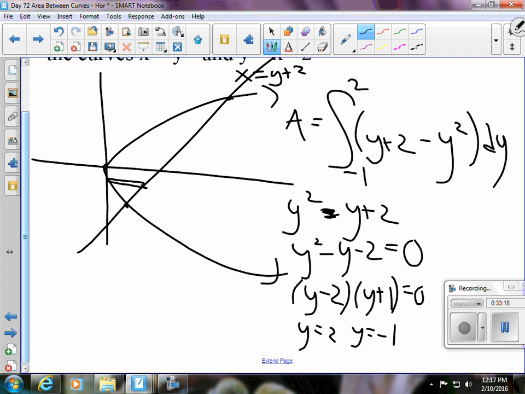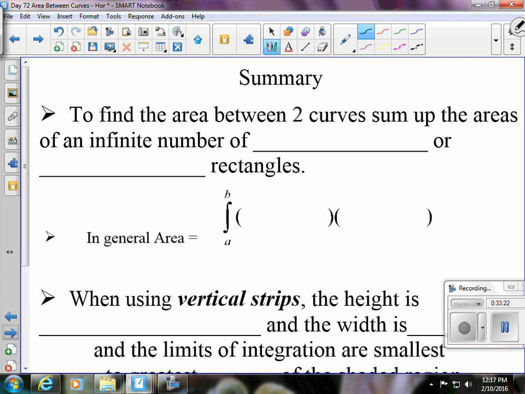All right, now I want to fill in the summary. To find the area between two curves, sum up the areas of an infinite number of blank or blank rectangles. What are the only two types we can use? Vertical or horizontal. Every single time, whether we're using horizontal or vertical strips, we always are summing up the product of height times width.